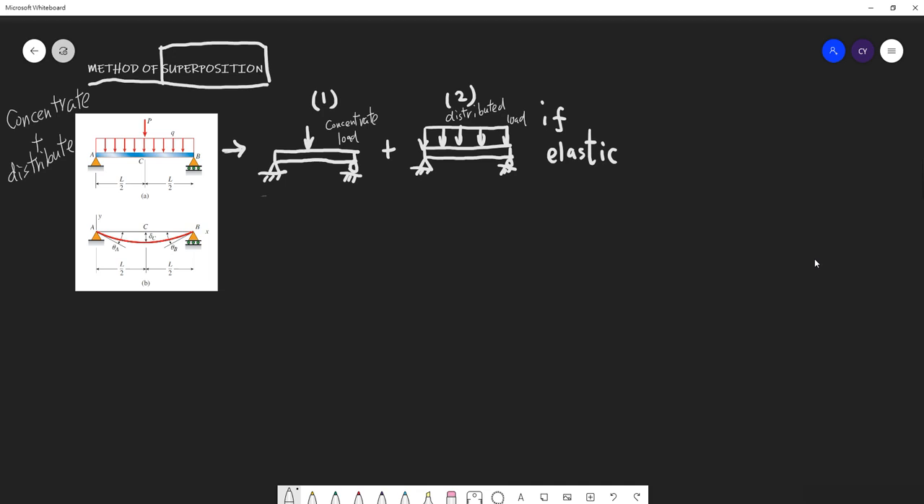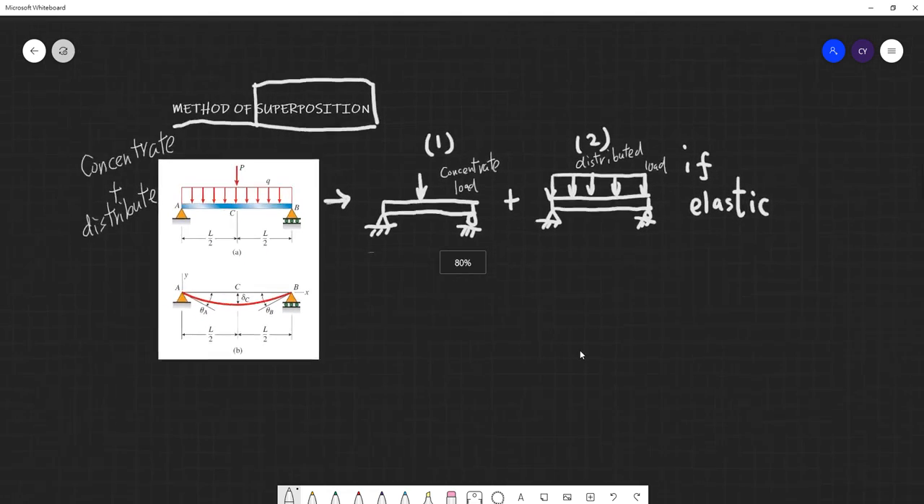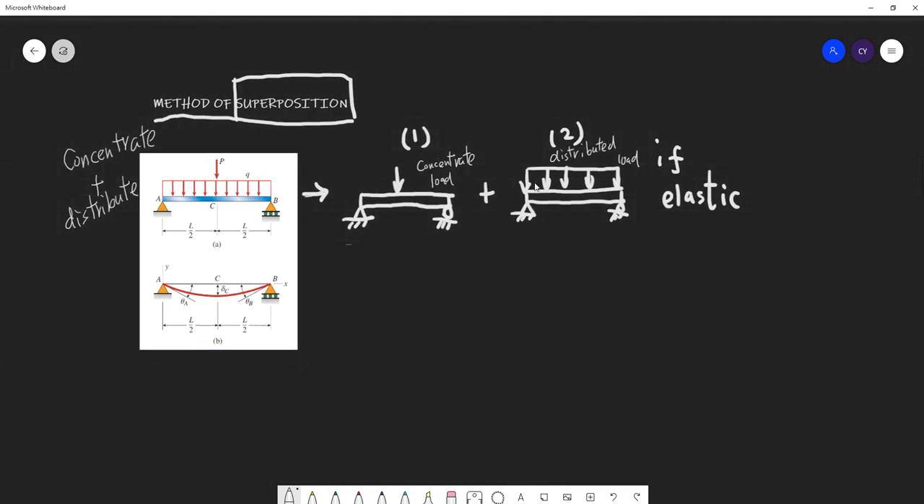Number one is a concentrated load. Number two is a distributed load. And you can separate it into two groups, one concentrated, another distributed, if the material is elastic. So you can calculate separately, and add together.